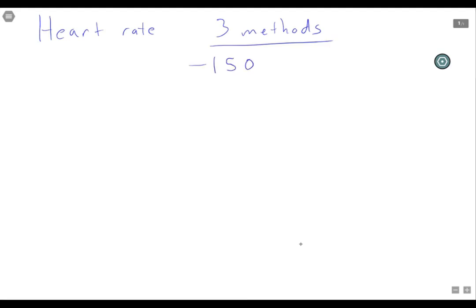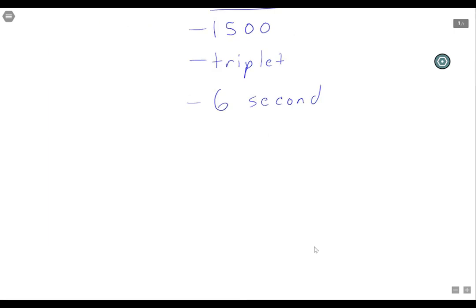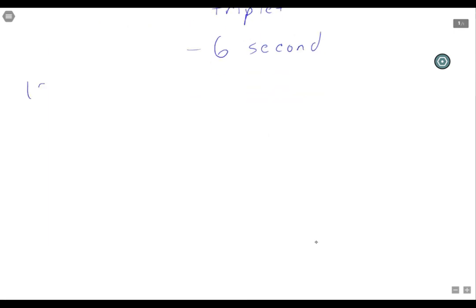Okay, one of the more useful things that we can do with the ECG is measure heart rate. So there are essentially three ways that we can measure heart rate fairly easily. These three methods that we will look at are the 1500 method, what we're going to call the triplet method, although I've seen it called other things in other places, and we'll call the third one the 6-second method. So let's start with the 1500 method.